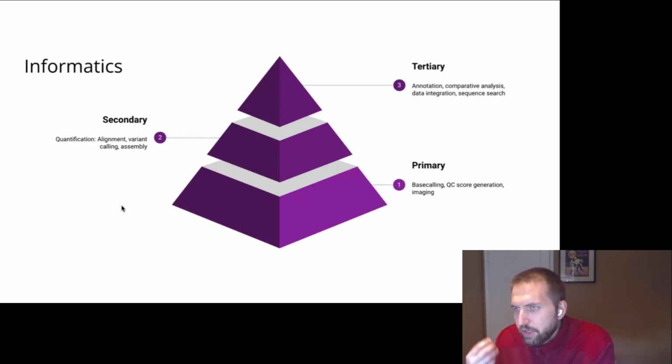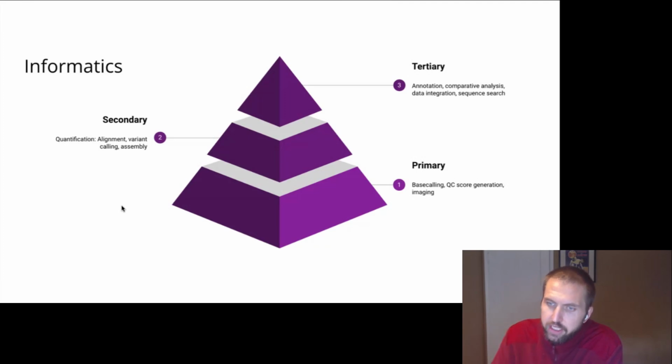Primary is really about getting the initial biological signal, whatever that may be. So base calling, for example, which is literally, given some strand of DNA, calling the individual bases on that DNA, say an A, a T, a C, or a G. Also, a lot of the instruments will generate some QC scores, which are useful for filtering or other quality control analysis, or what's becoming increasingly popular as a modality, which is imaging. So this is getting the initial signal.